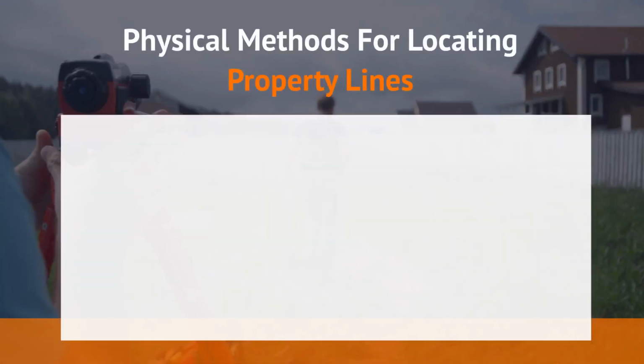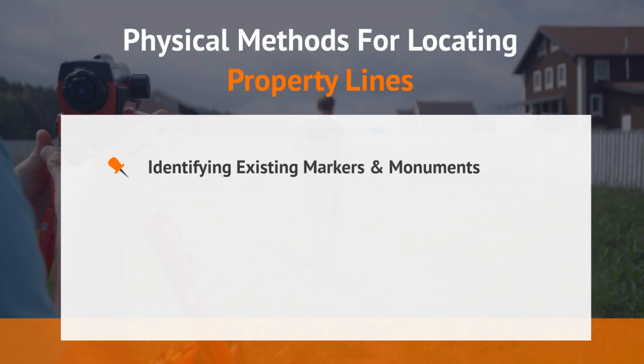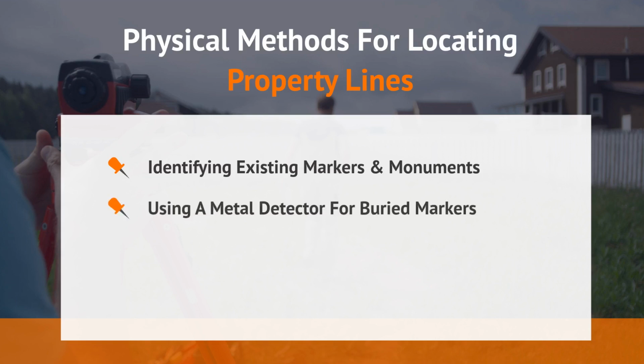When it comes to finding property lines on the ground, several physical methods can be employed. 1. Identifying existing markers and monuments such as metal stakes, concrete monuments, or boundary stones that may have been placed by previous property line surveys. 2. Using a metal detector for buried markers. In cases where markers may be buried, a metal detector can be a handy tool to locate hidden markers or metal objects associated with the property boundaries.